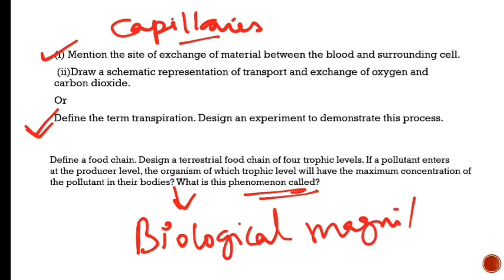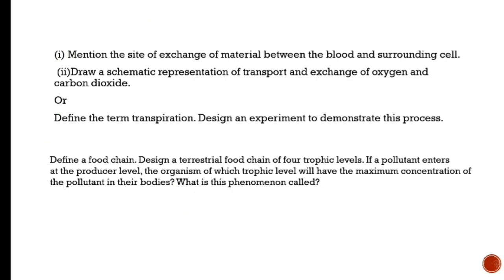So here indirectly they are asking you about biological magnification. So please make sure that you don't skip the chapter Our Environment. You can define what a food chain is. You can design a food chain of 4 trophic levels, which is very easy. And they are asking for a terrestrial food chain, which is much easier. Alright, so please make sure that you cover the topic.